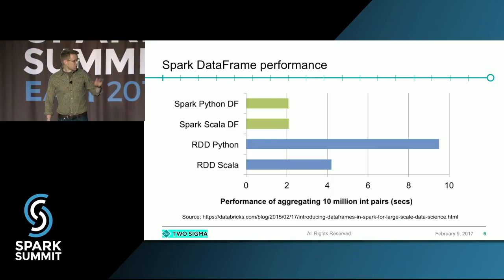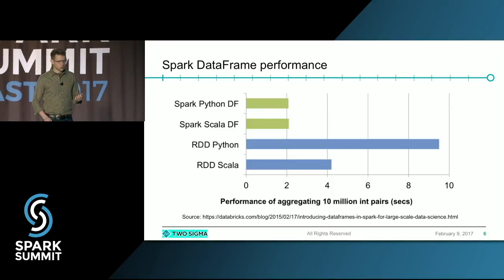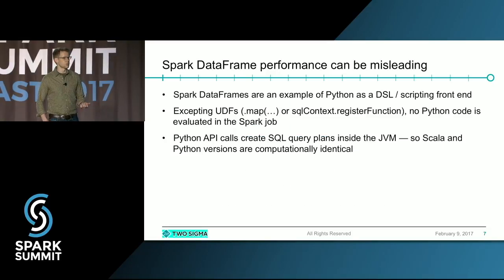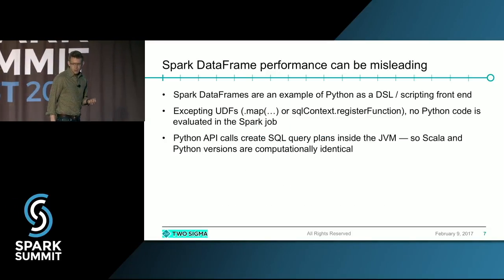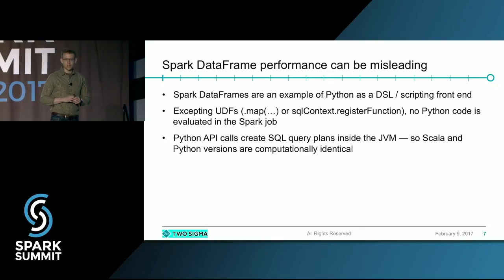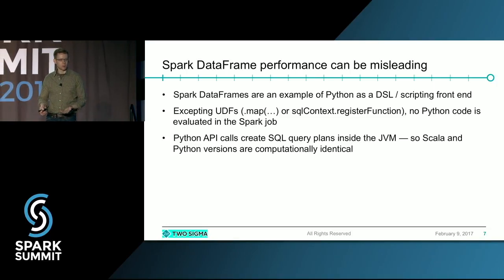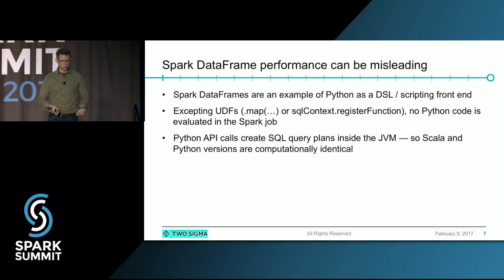And this is really great, but it's important when you look at a benchmark like this to understand what is being compared. Spark DataFrames are a perfect example of using Python as a scripting front end for the JVM. So when you are writing DataFrame operations, what you're really doing is building a SQL query plan inside the Spark engine. And so when you go to evaluate that, you aren't actually running Python code, you're running a Spark SQL query plan.